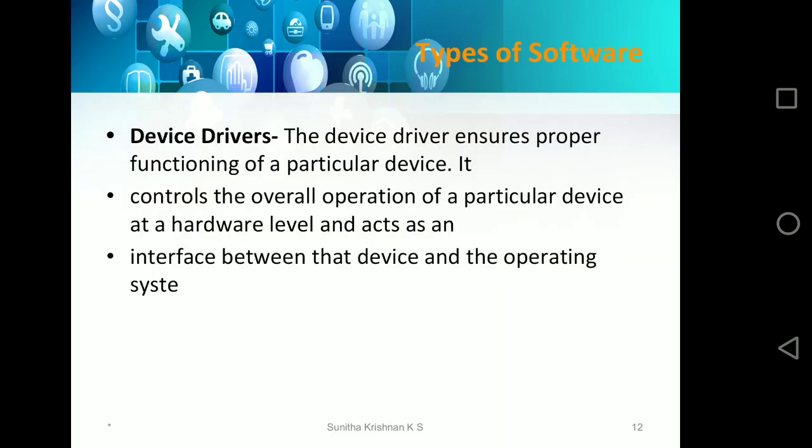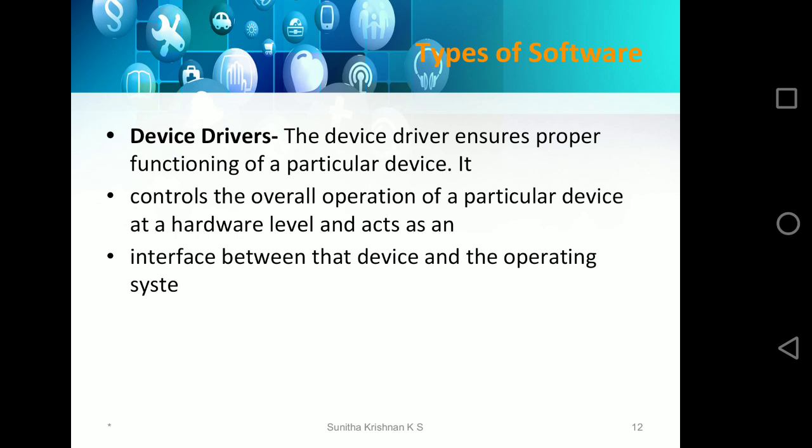Coming to device drivers, when you install a device which is other than the fundamental parts, that is even monitor and keyboard, any device which is added to the CPU has to be registered with the CPU. Registered in the sense that some software should be there in the CPU to handle the hardware that is being included. Those types of softwares are known as device drivers.